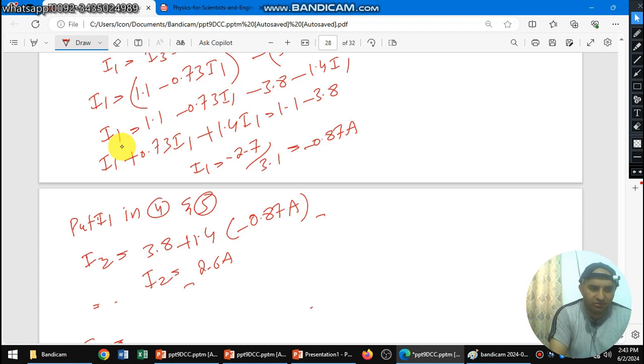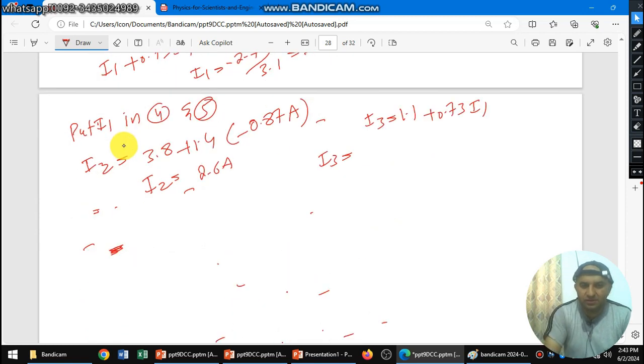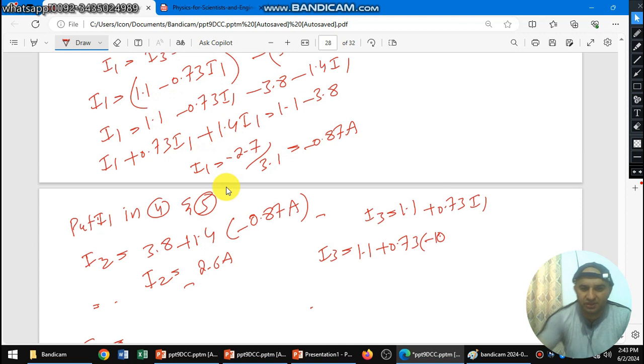So finally we put this in equation 5. Equation 5 is I3 is equal to 1.1 plus 0.73 into minus 0.87 ampere. So finally we get I3 equal to 1.7 ampere.